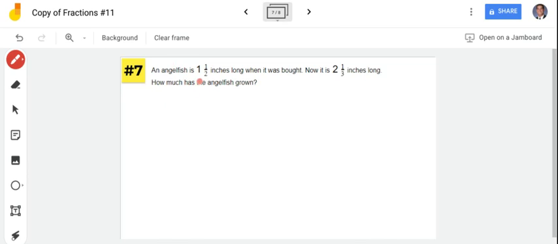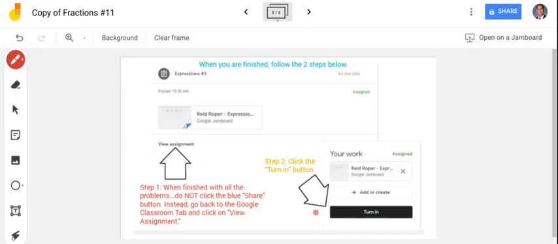Number 7, angelfish is this long when it was bought. Now it's this long. How much has the angelfish grown? So you want the difference between what it was and what it is now. So you want the difference between 2 1/3 and 1 1/2. Difference means subtract. So subtract the bigger number minus the smaller number. Okay, once you've shown all your work and circled your final answer, be sure you turn it in.